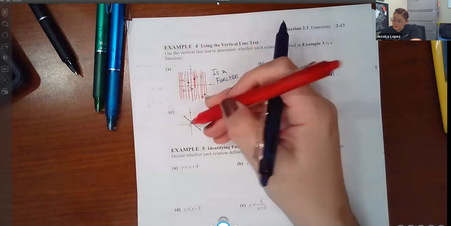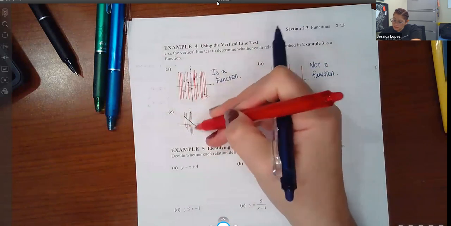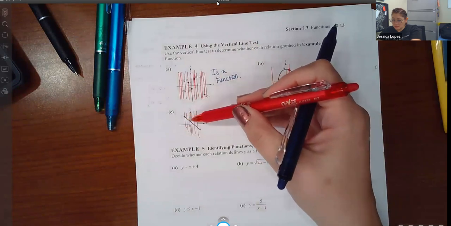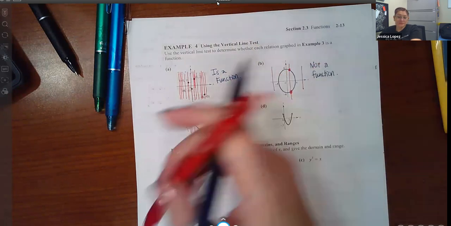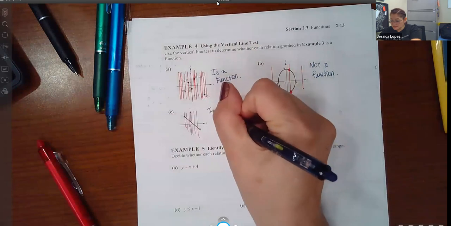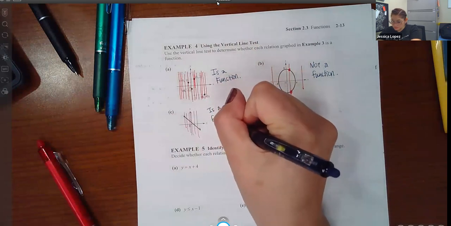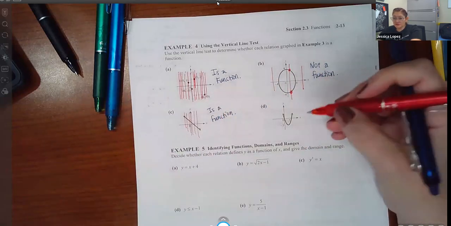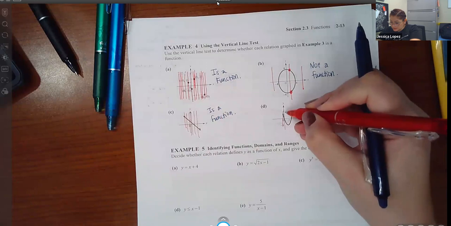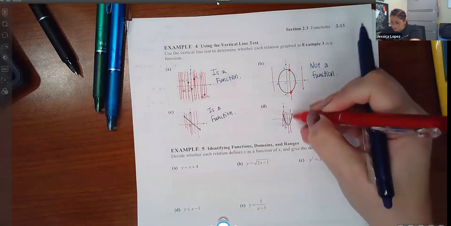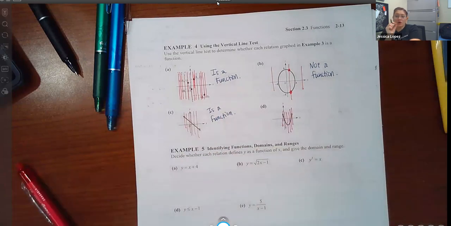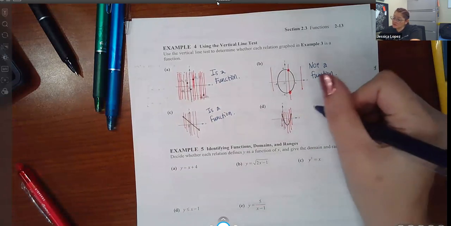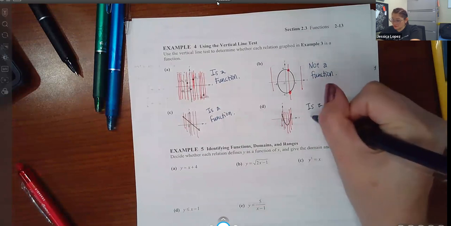Similarly here, if I were to draw a bunch of vertical lines, notice that each one only touches the graph one time each. So this is a function. Similarly here, now this one's a little bit weirder to see, but it doesn't matter how many vertical lines I draw, each one only touches that graph once per line. So this one is a function.